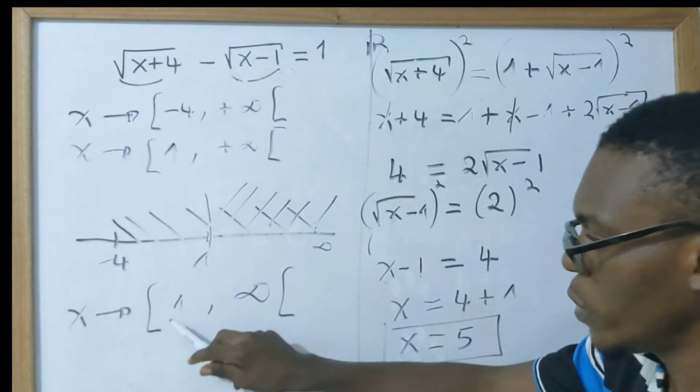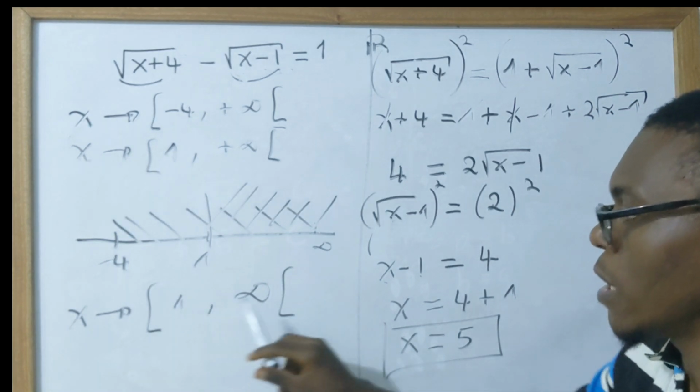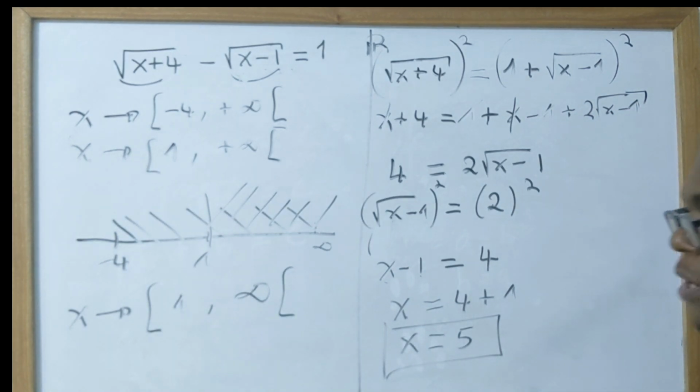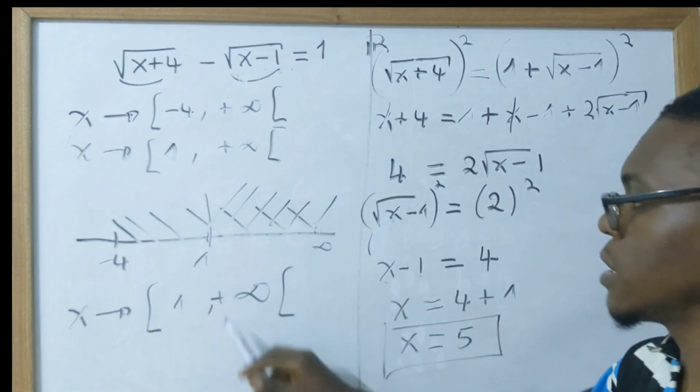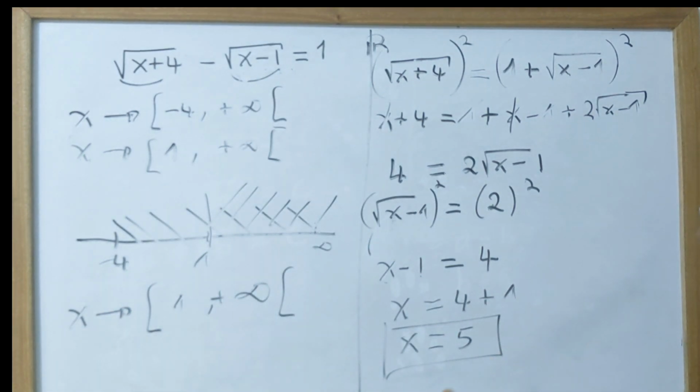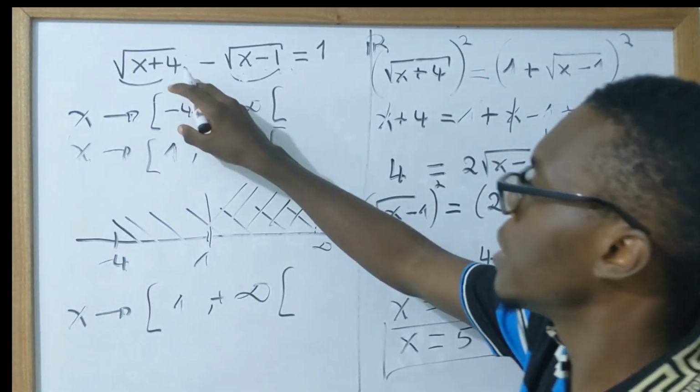Okay, and 5 is within the range 1 and positive infinity. Here is positive infinity, not negative. And that 5 is within this range. Hence, that might be the correct answer at 80%. Let's try proving it by substituting this in here.